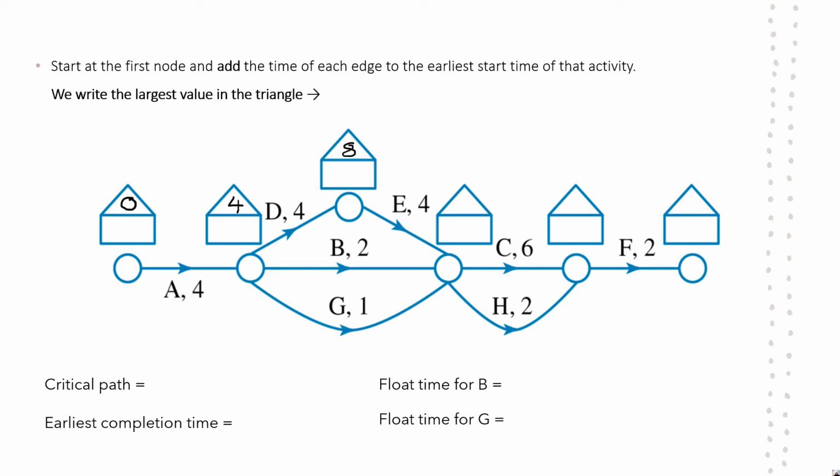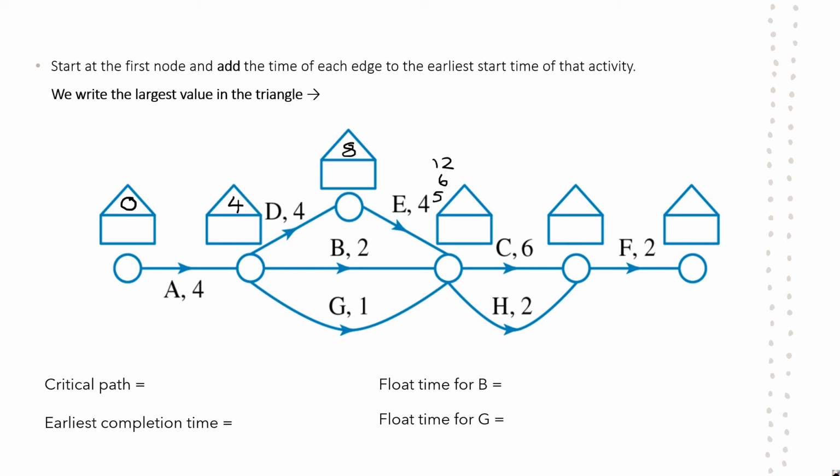All right, so the next house is where we need to look at all the different options. So we need to look at all the possible paths coming into this vertex. Now what we've looked at so far was A and then D and then E. So that would give a total of 12 if I went from A to D to E. If I went from A to B, my total would be 6. And if I went from A to G, my total would be 5.